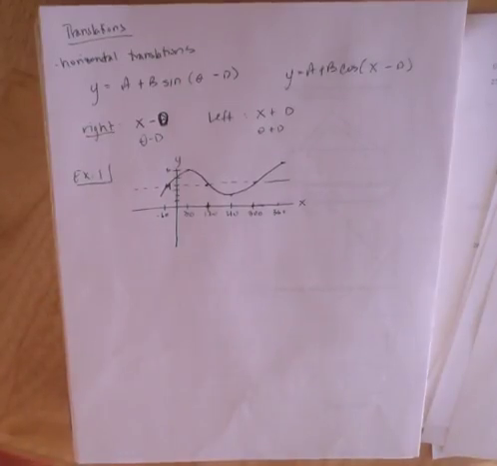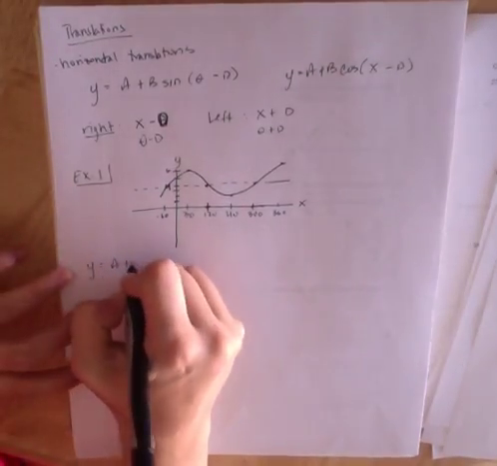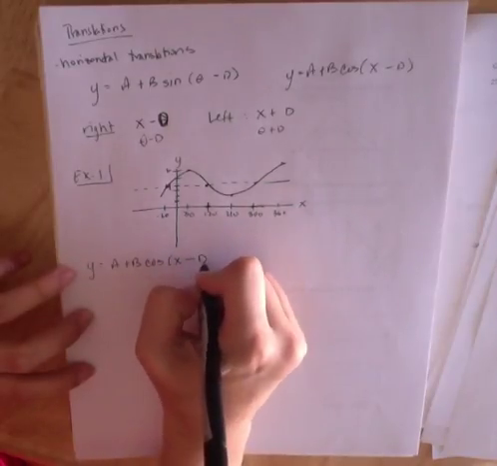We first need to determine if it's a sine or a cosine graph. Now, the great thing is you can write it as either. I'm going to show you both. Let's start with cosine. So we'll have y equals a plus b cosine of x minus d.